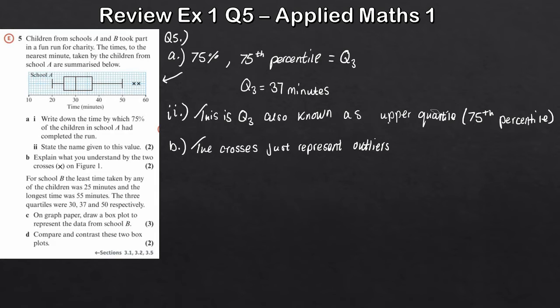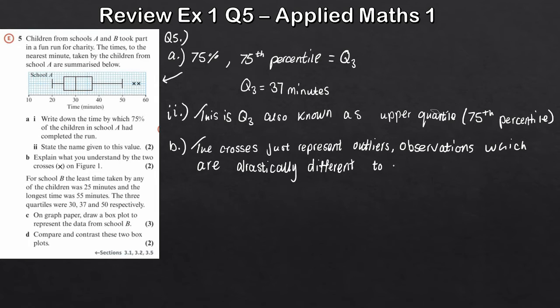So just give a brief definition of what an outlier is. An outlier is essentially observations which are drastically different to the other values. Okay, it doesn't have to be anything quite long, just a brief description there gets us both marks.